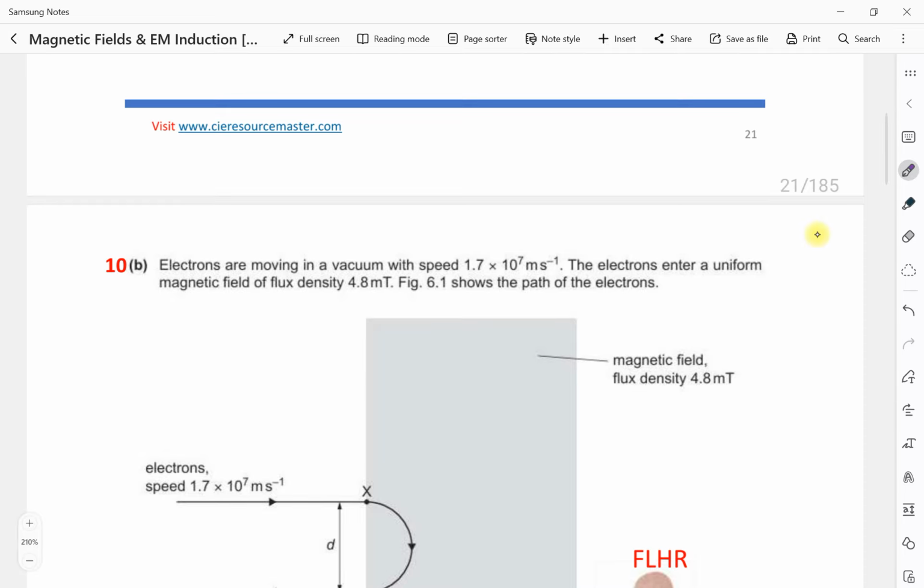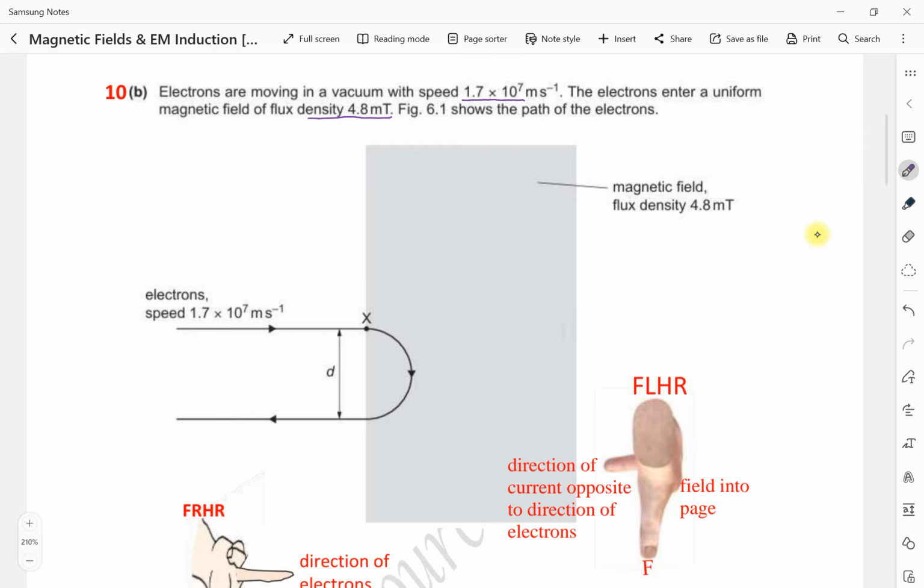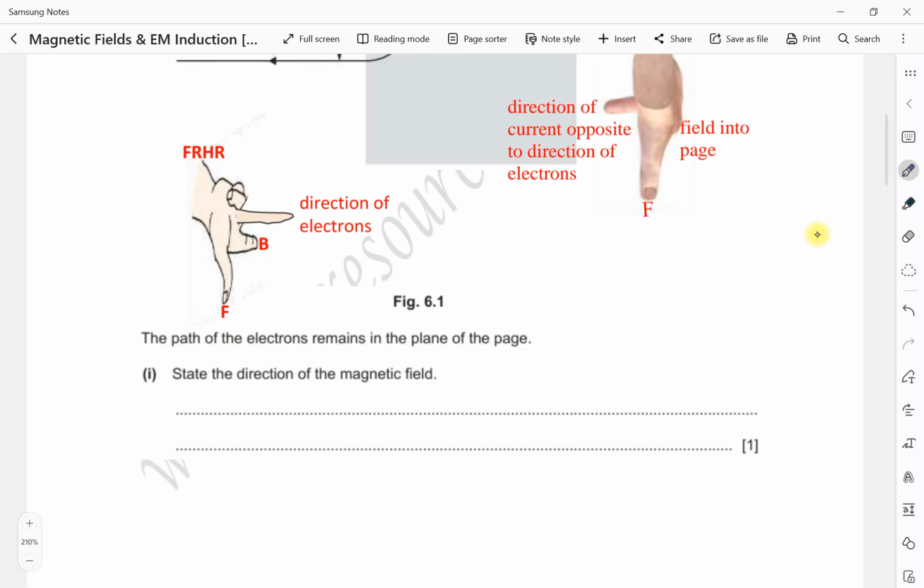So electrons are moving in a vacuum with a speed of 1.7 times 10 to the power of 7 meters per second. The electrons enter a uniform magnetic field of flux density 4.8 milliteslas. The figure shows the path of the electrons. Then the path of the electrons remains in the plane of the page. State the direction of the magnetic field.